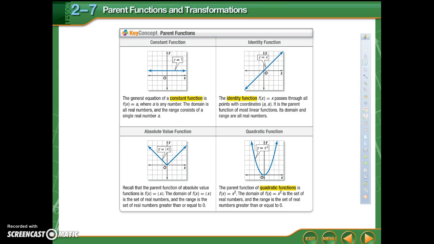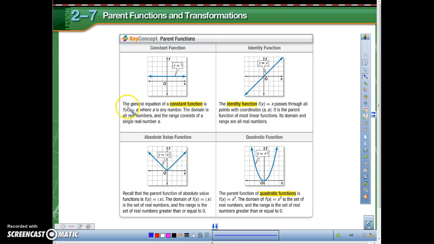So the first function we're going to talk about is a constant function. A constant function is where f of x equals a number. So if you look at here, f of x equals a, and a can be any number. In this case, a was 1. The domain is all real numbers on this. So it says domain is all real numbers. And the range consists of a single number.